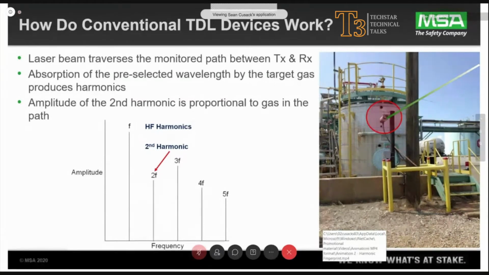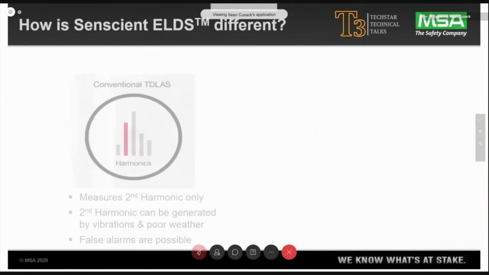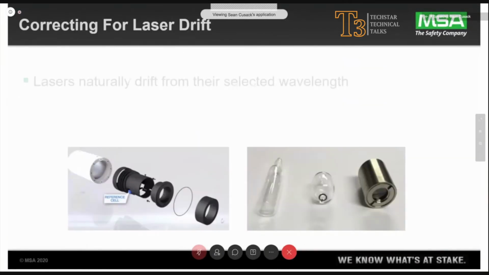I don't want to go too deep into the weeds in Harmonics because it gets a little crazy. Okay.